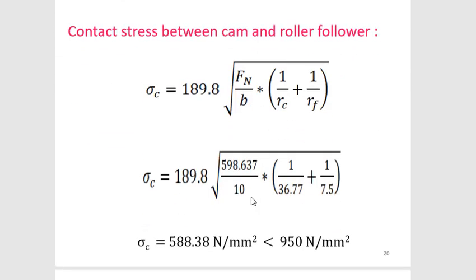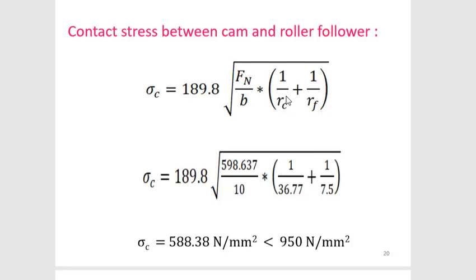The next is to find out contact stress between the cam and the roller follower. The contact stress formula, sigma c, is given by 189.8 under root the following factors. Almost all the factors are known to us. We substitute these and we get the induced contact stress, which comes around 588.38 Newton per mm square, which is quite less than the design contact stress, that is 950 Newton per mm square.